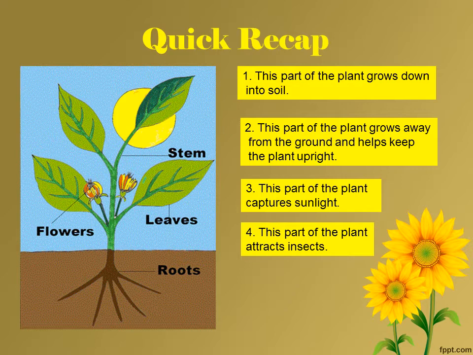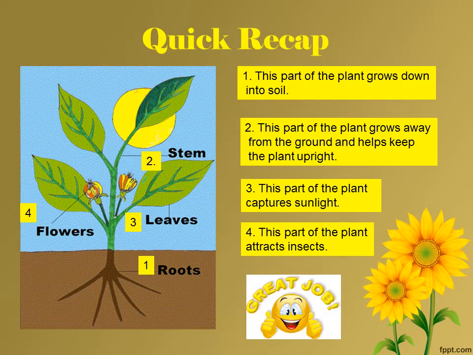Alright, let's see how you did. You may pause the video, grade 4, if you need more time. The answer for number 1 should be roots. Number 2 should be stem. And 3, the part that captures sunlight, that's the leaves. And number 4, flowers. Well done, grade 4.